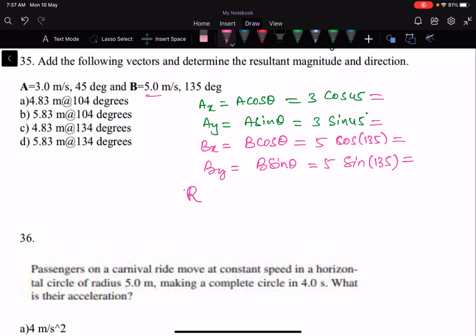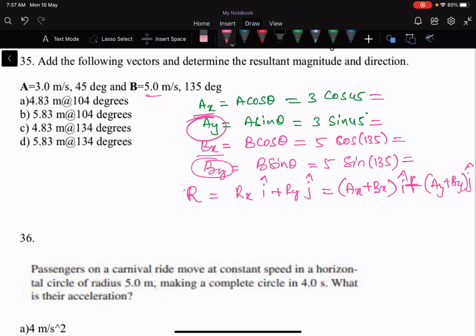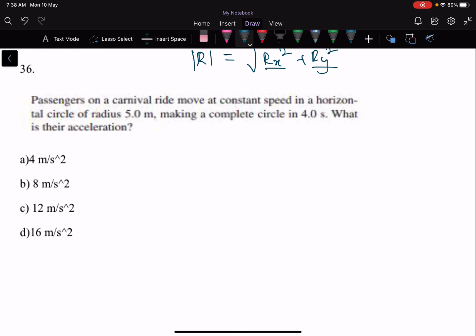Resultant r is equal to rx i plus ry j. Here rx is nothing but (ax plus bx) into i cap, and ry is (ay plus by) into j cap. Add x components and add y components here. Now finally, the magnitude of r is equal to under root of rx square plus ry square. That means rx is nothing but ax plus bx, and ry is nothing but ay plus by. By substituting in this formula you will get the answer.